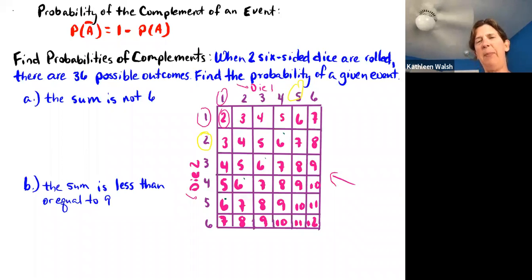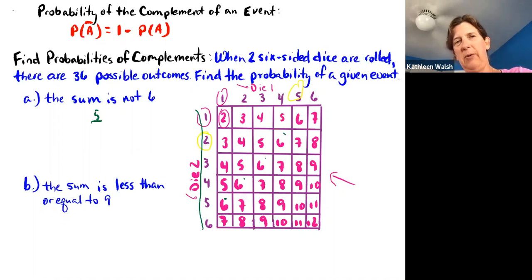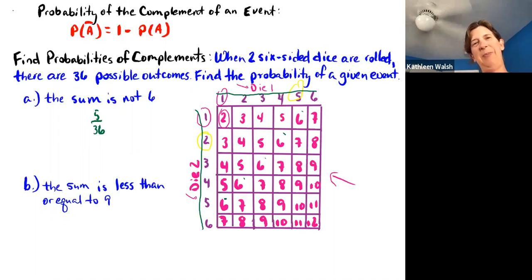Out of how many possibilities? Well, 6 times 6 is 36 possibilities. So that's the probability that the sum will be 6. But they're not asking that. So I'm just going to use my probability of A bar to solve it.